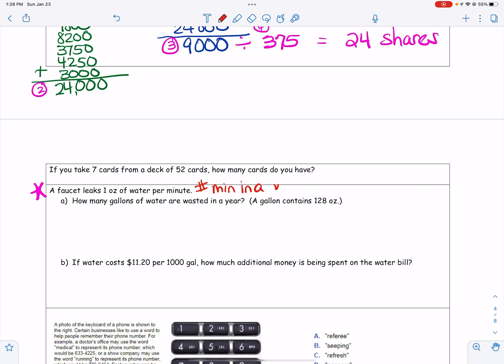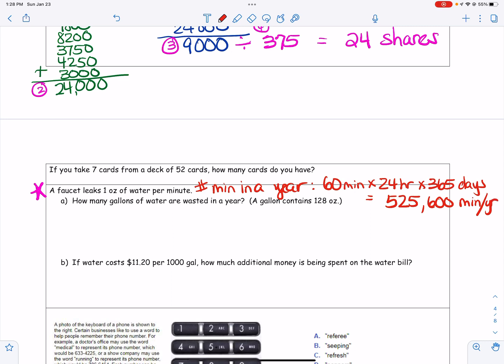in a year. So there are 60 minutes in an hour, 24 hours in a day, and 365 days in a year. And so when I multiply that out, I will get 525,600 minutes in a year.